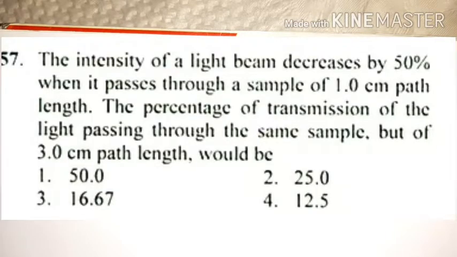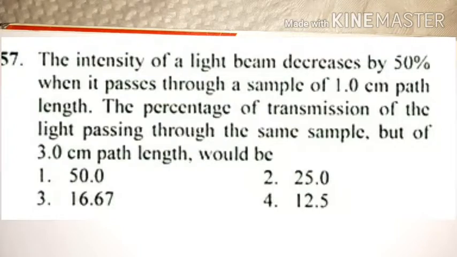So friends, in today's video, we are going to discuss previous year questions of physical spectroscopy and term symbols which was asked in CSIR NET June 2015 exam. Okay, so let's start. Now see, this is your first question and it says the intensity of a light beam decreases by 50% when it passes through a sample of 1 centimeter path length. The percentage of transmission of the light passing through the same sample but of 3 centimeter path length would be, and you have 4 options.